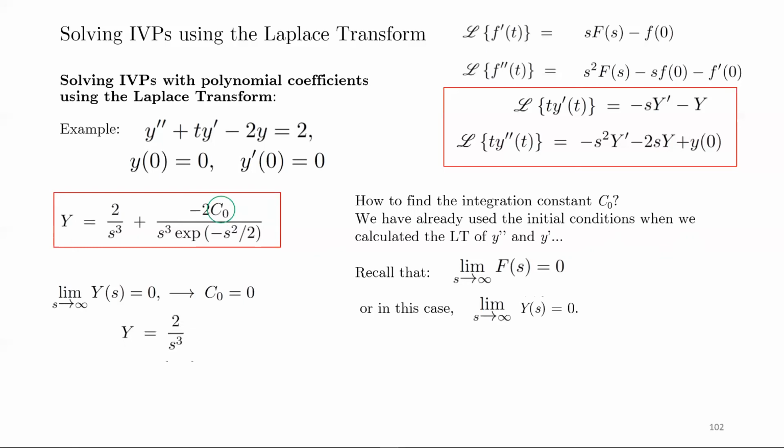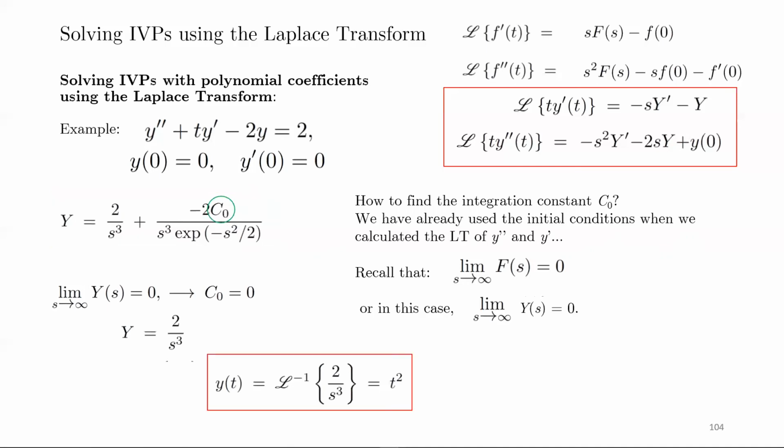Therefore, y is equal to 2 over s cubed, which I can take the inverse Laplace transform of, right? And so this is just going to be t squared. Again, this just comes from knowing my Laplace transforms or looking at the Laplace transform table. So make sure you're comfortable with that.